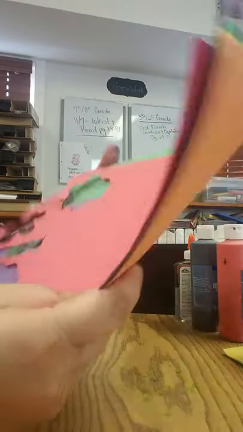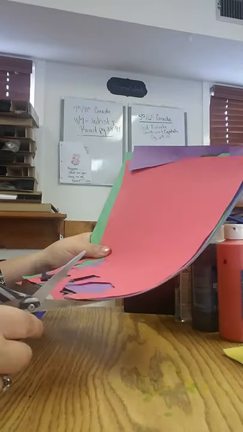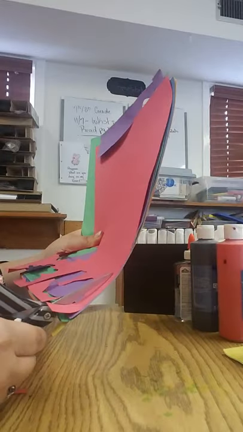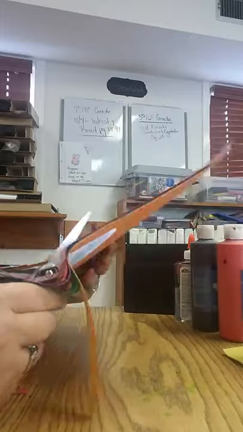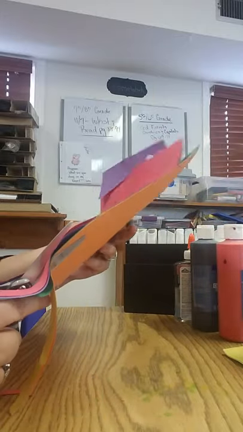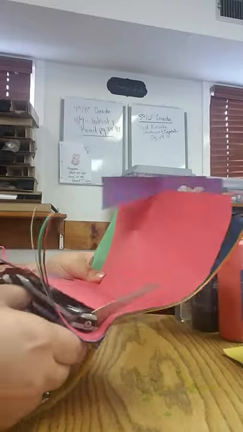you can take some crepe paper if you have it, or tissue paper if you have it, or construction paper. I'm going to use construction paper. And you just cut long strips off. Kind of keep them lined up if you're going to cut them all together like I do.